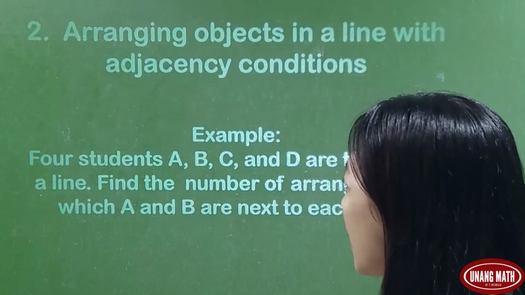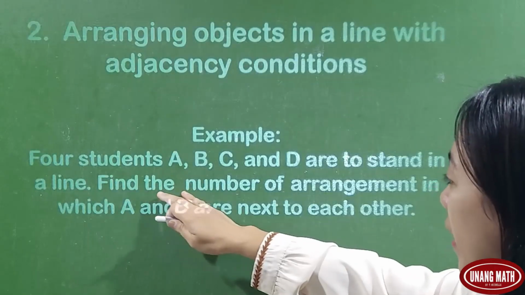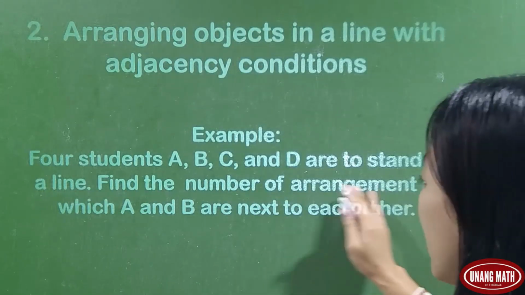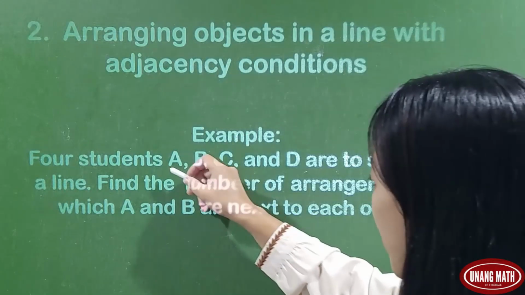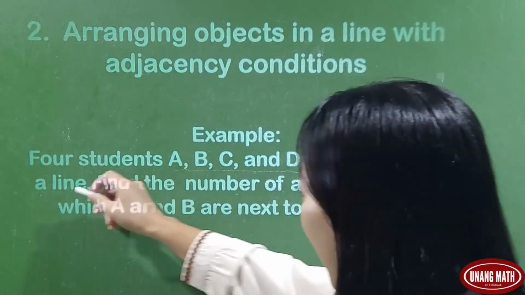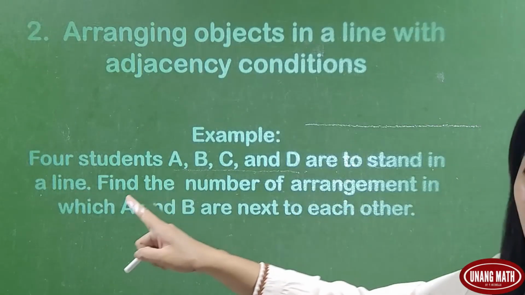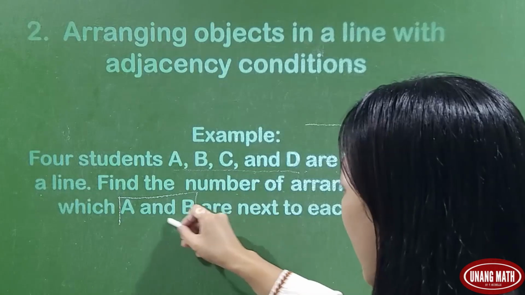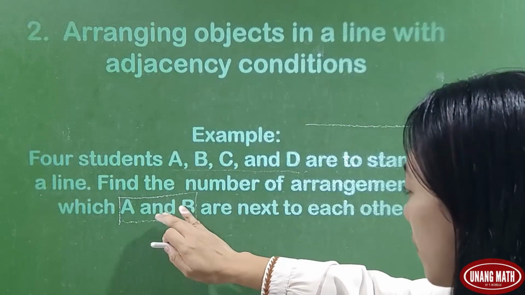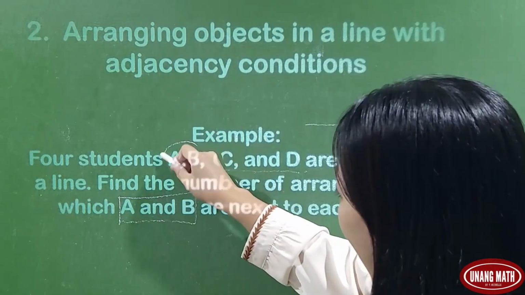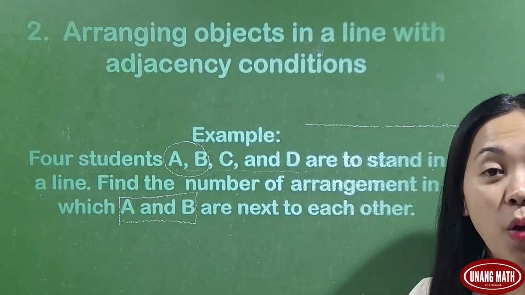Four students, A, B, C, and D, are to stand in a line. We will find the number of arrangements in which A and B are next to each other. So we have here four students, and they are to stand in a line. So we will find the number of arrangements in which there's a condition here: A and B are next to each other. So the first thing that we need to do is group A and B. It means they are in one group.